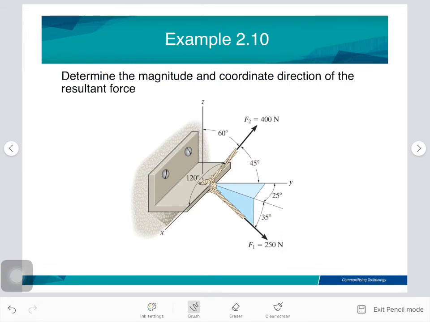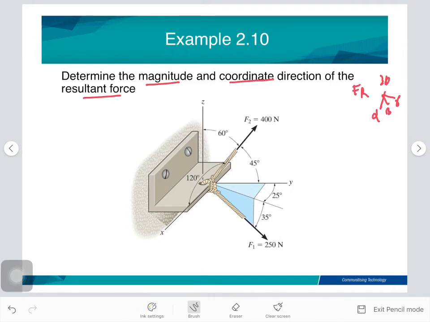Next, example 2.10. Determine the magnitude and coordinate direction of the resultant force. So as usual, you need to determine the resultant force and then the coordinate direction angles. For the 3D cases, you should have alpha, beta and gamma. Okay, so now, how many forces do you have?